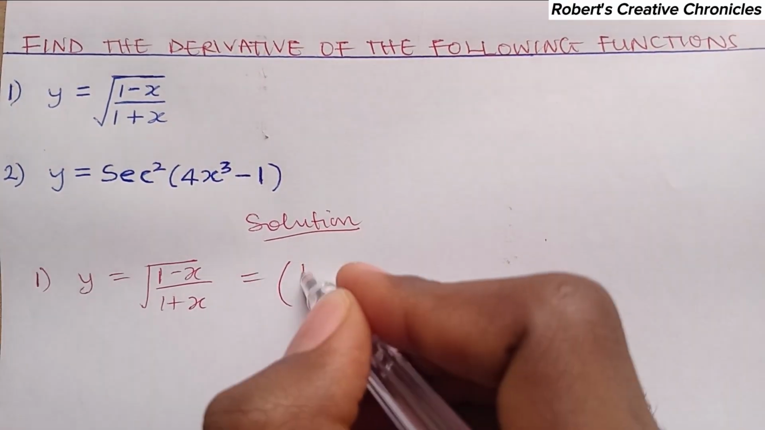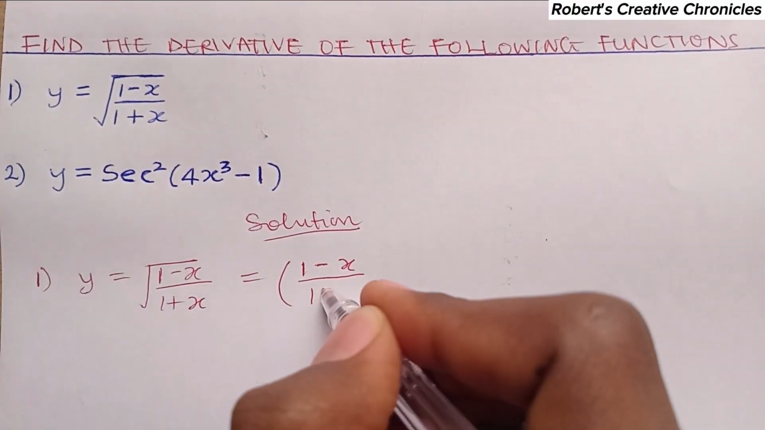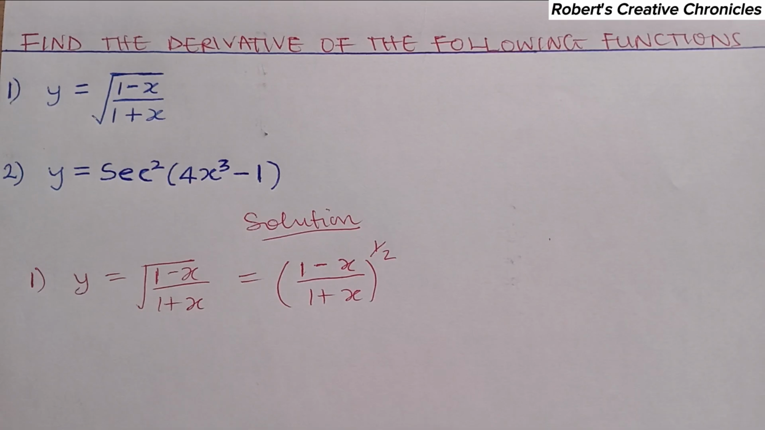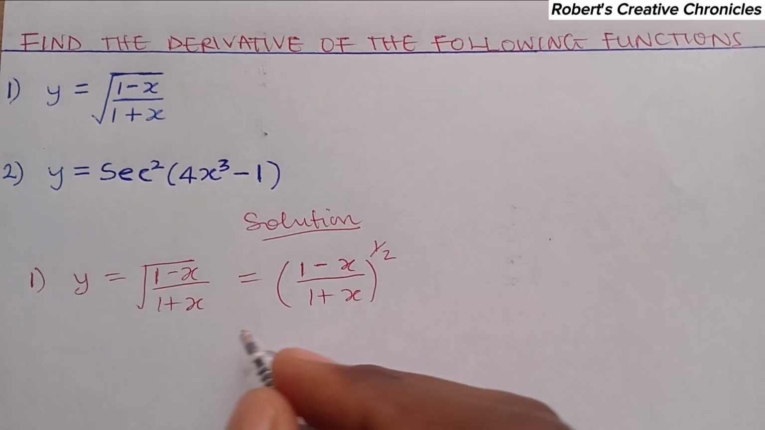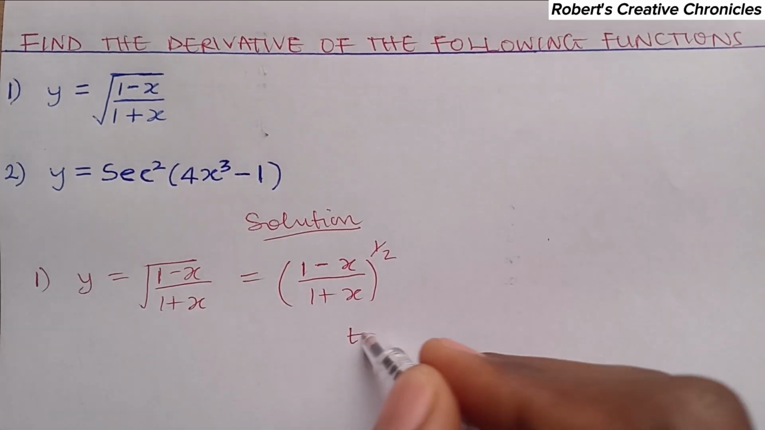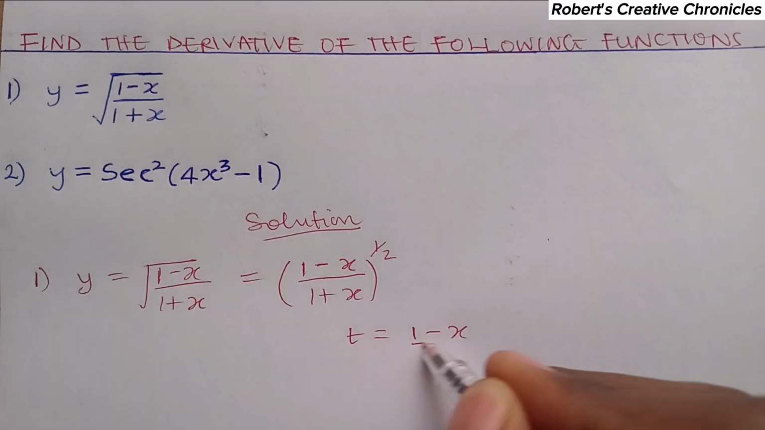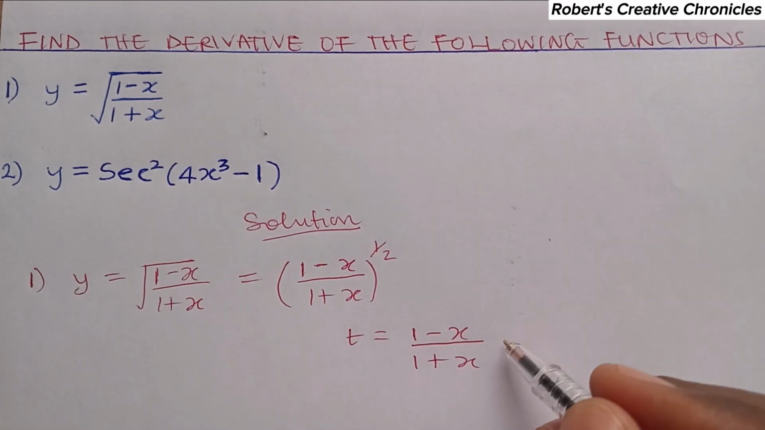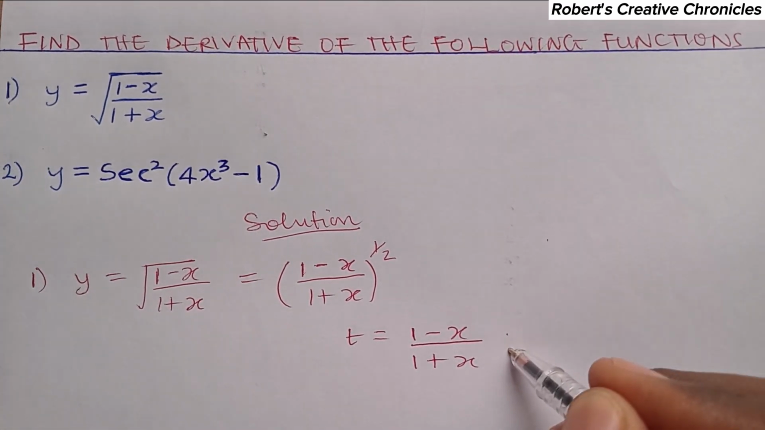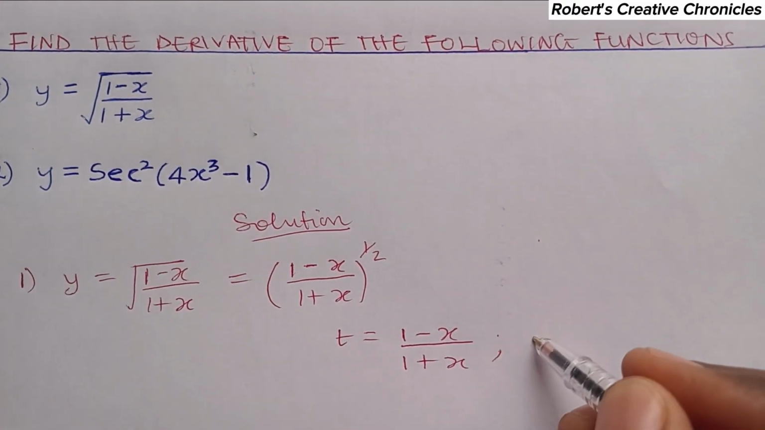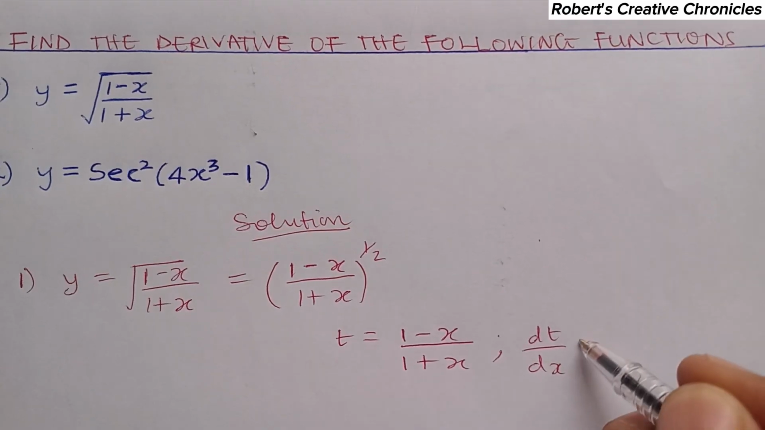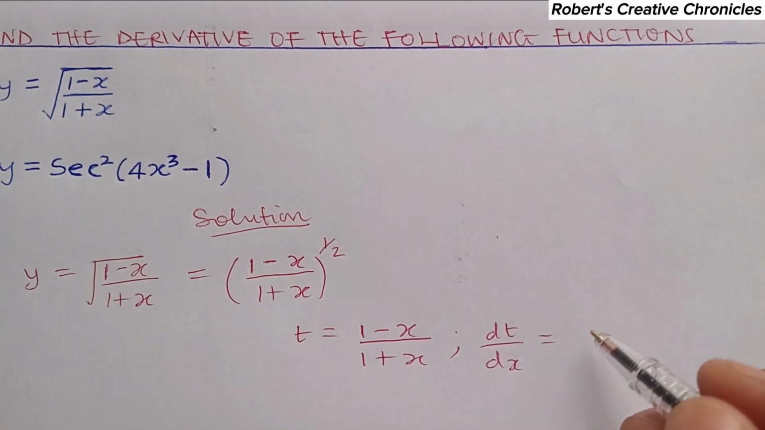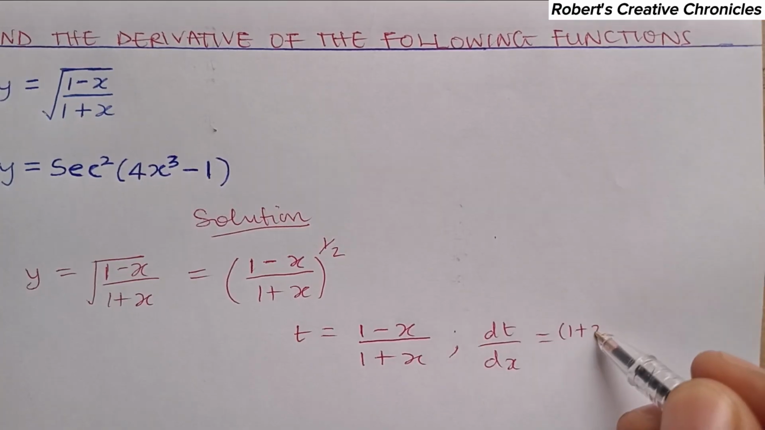So this is the same thing as 1 minus x over 1 plus x raised to the power of half. So now the inner core is this. So we'll say t is equal to 1 minus x over 1 plus x. So the t over the x will be what? Let u be 1 minus x and v be 1 plus x.